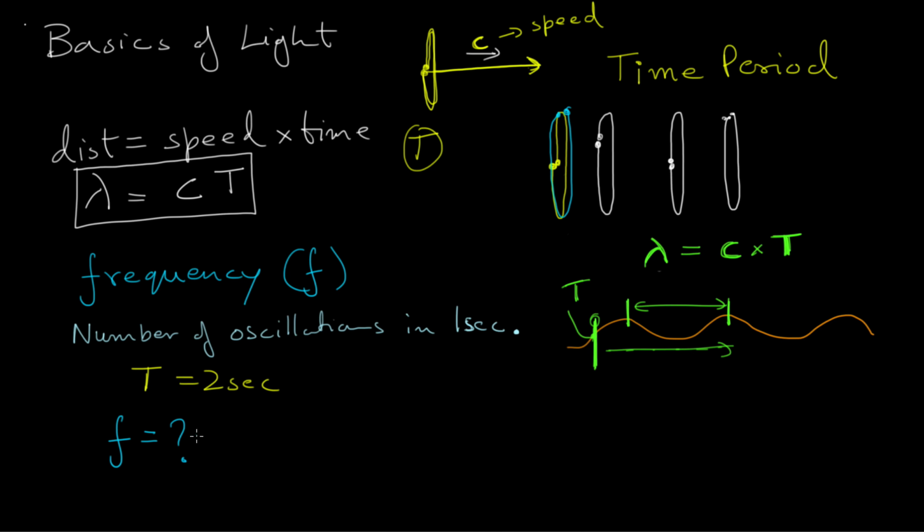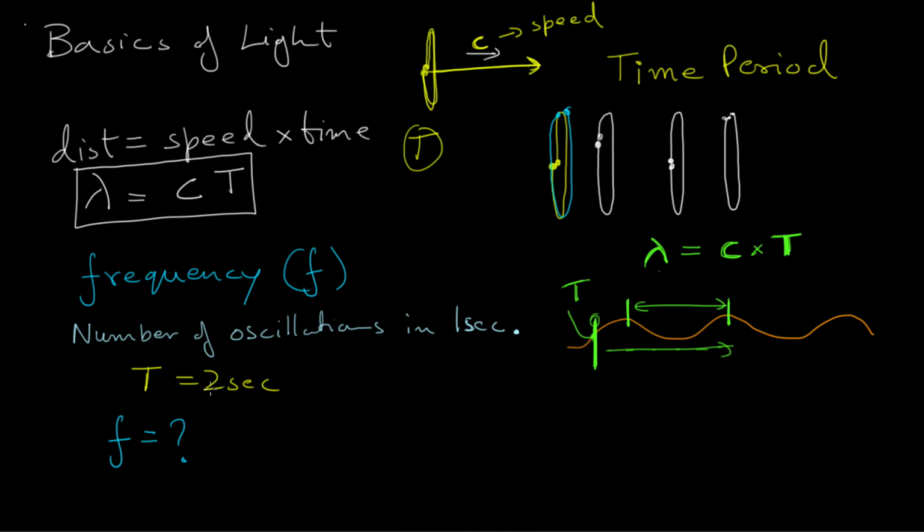F is equal to how much? You won't just read it like that. What will you read? How many oscillations does it take in 1 second, right? So the first line says it takes 2 seconds for one oscillation.